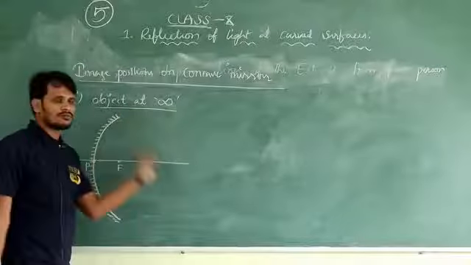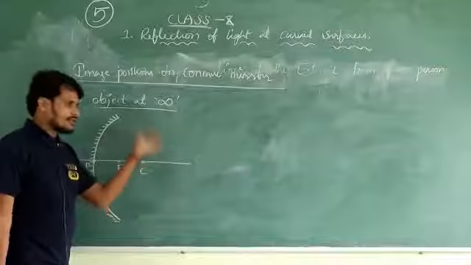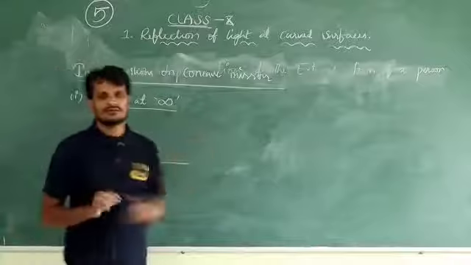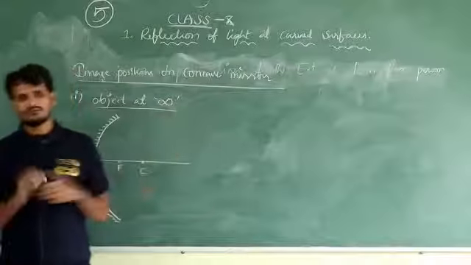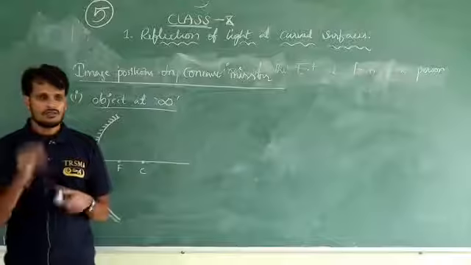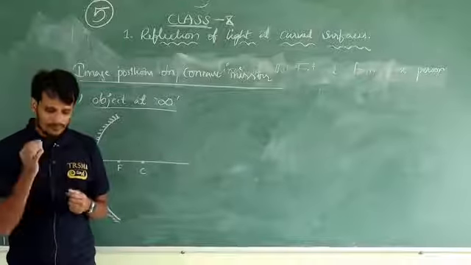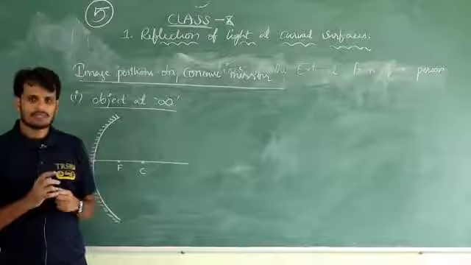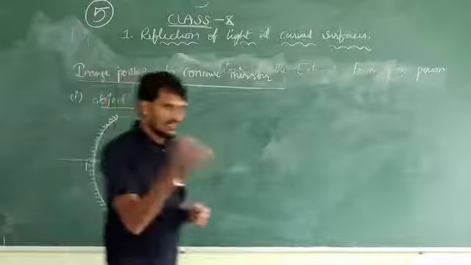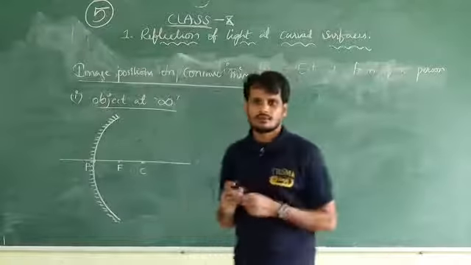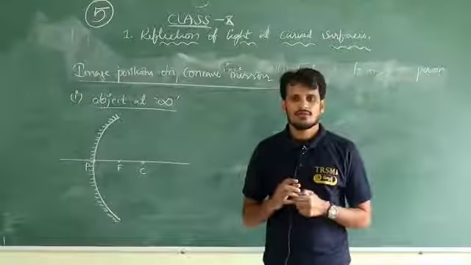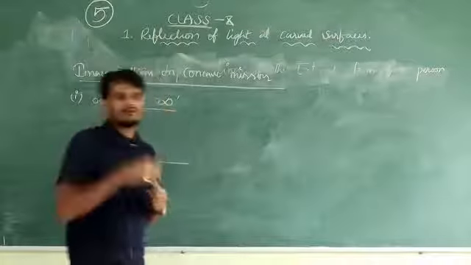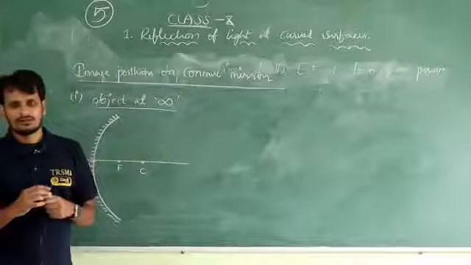If you are placing the object at C or at F, those positions are mentioned. But for an object at infinity, we don't know where the object is placed or where the rays are coming from. So just confirm one thing here: the rays coming from the sun are parallel to each other. They are coming parallel from the sun and reaching our earth.